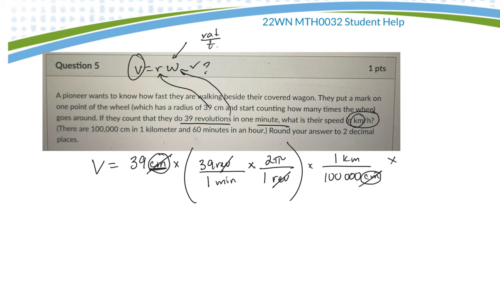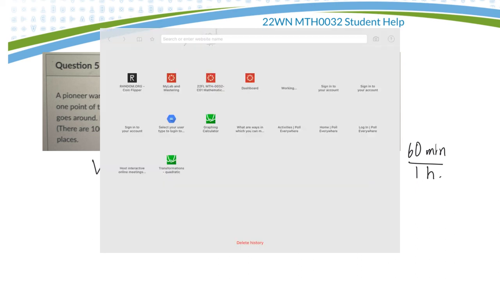Okay, the other unit I need to change is the time. So they give me minutes, but they want hours, kilometers per hour. So I have to get rid of the minutes. Minutes is on the bottom here. So I'll put my 60 minutes on the top and put my 1 hour on the bottom. Okay, so now all I have to do is put all that into my calculator. Let's try it.